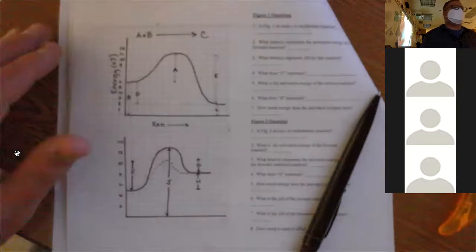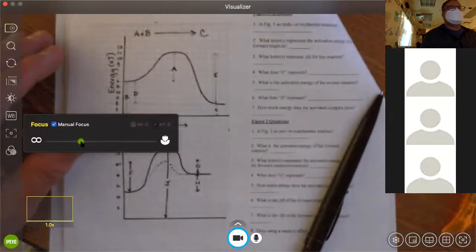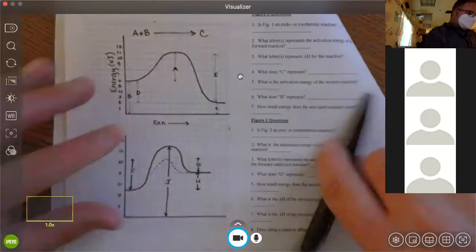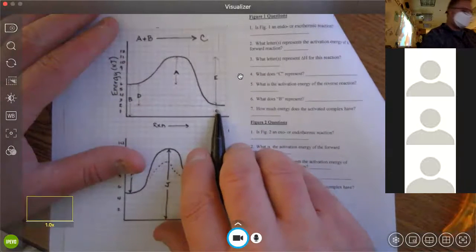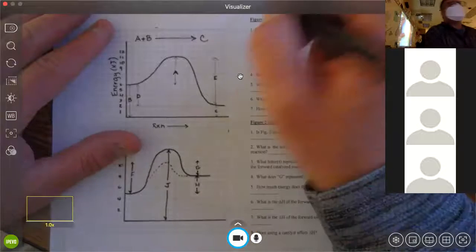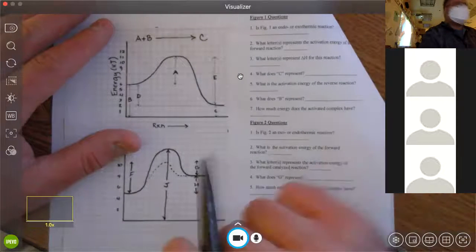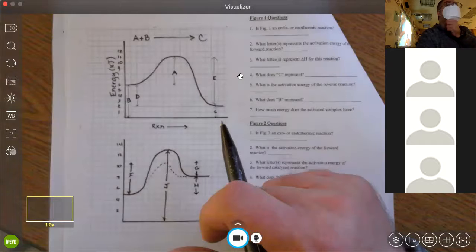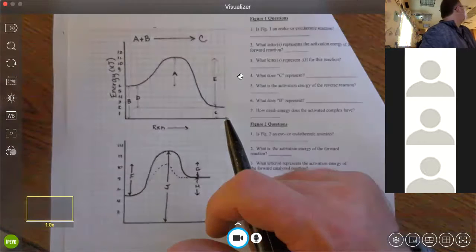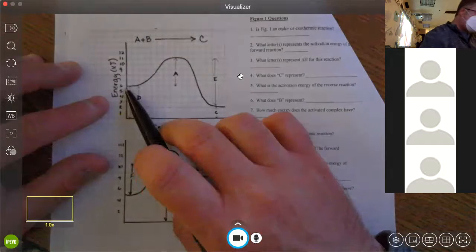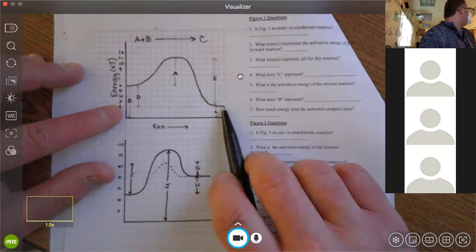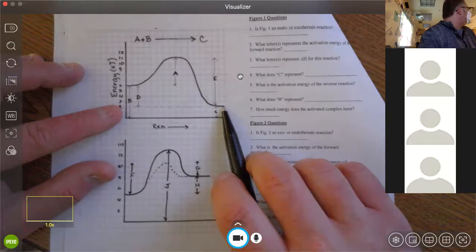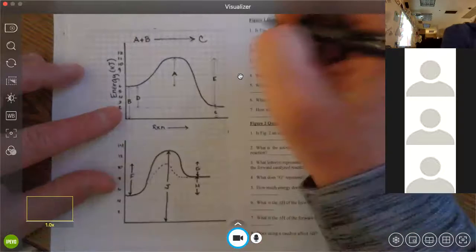See if I can get a better focus on this. So what do we got? Figure 1, endothermic or exothermic. Here is the energy of the reactants. Here is the energy of the products. Endo or exo. Do the products have more or less energy than the reactants? Yeah, so you're saying that 6 is less than 2. So it's less, so that means that what's happened? We've lost energy, and it is exothermic.